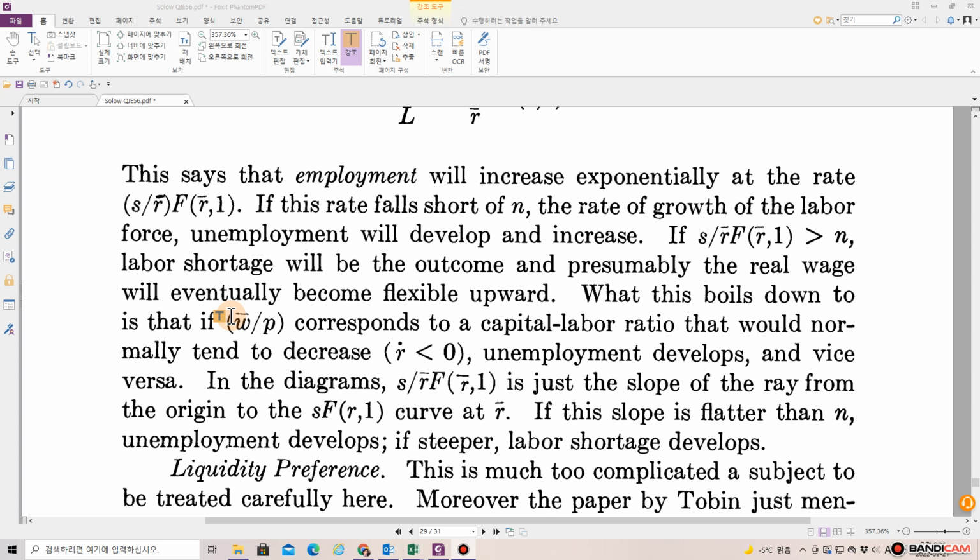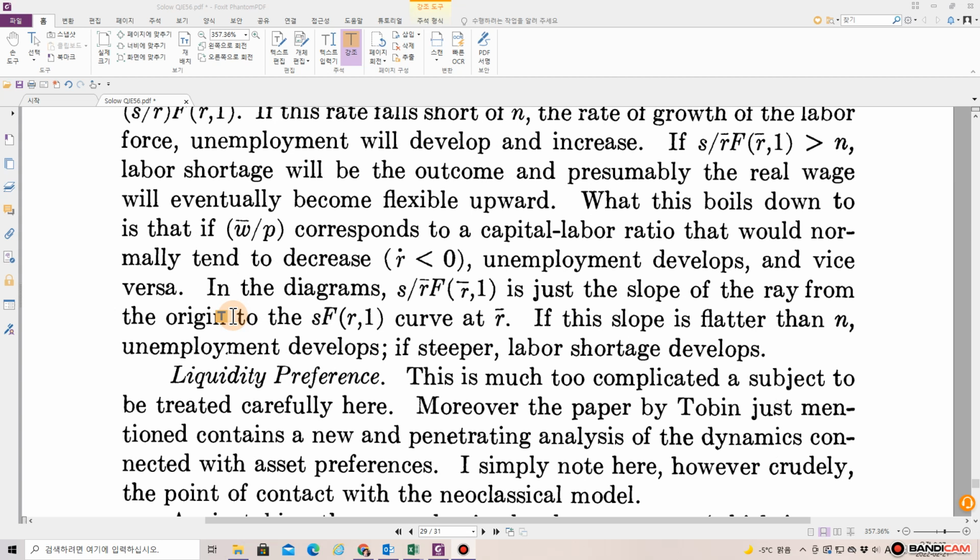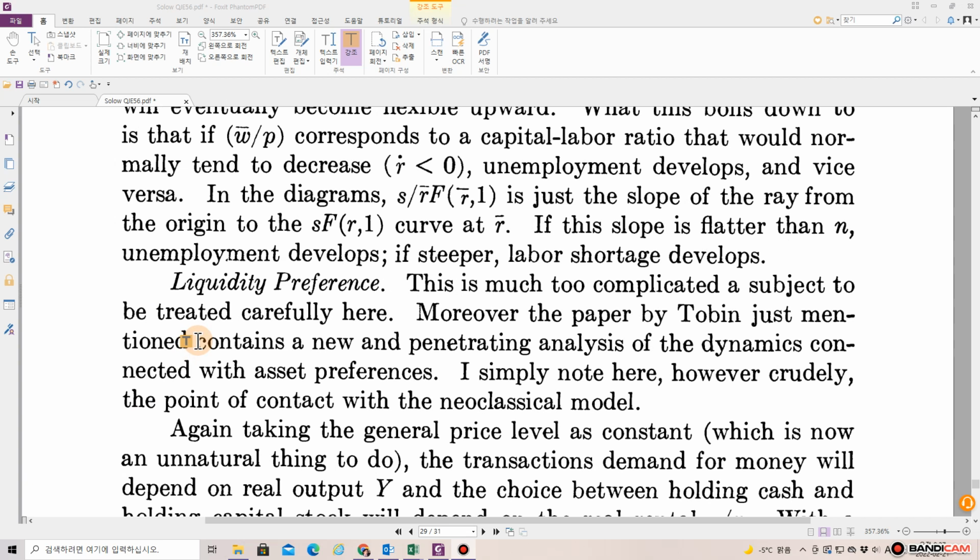What this boils down to is that if W bar over P corresponds to a capital-labor ratio that would normally tend to decrease, R dot being smaller than 0, R dot being negative, unemployment develops, and vice versa. In the diagrams, S over R bar times big F of R bar, comma, 1 and 1 is just the slope of the ray from the origin to the S times F of R and 1 curve at R bar. If this slope is flatter than N, unemployment develops. If steeper, labor shortage develops.